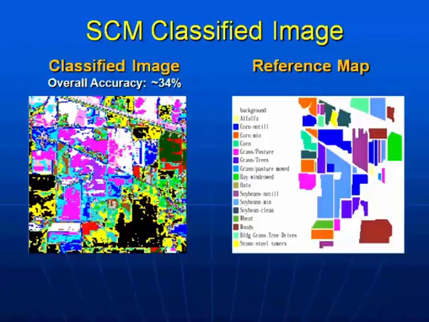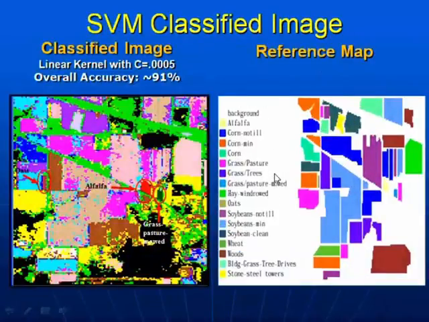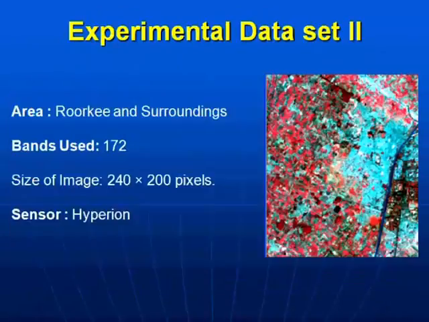You can see this is the kind of classified image which we obtained by applying a spectral correlation mapper with an accuracy of 34%, and compare this with the equivalent difference map. But when we applied support vector machines, I could get an accuracy of 91%, which is really very good so far as classification from hyperspectral data is concerned.